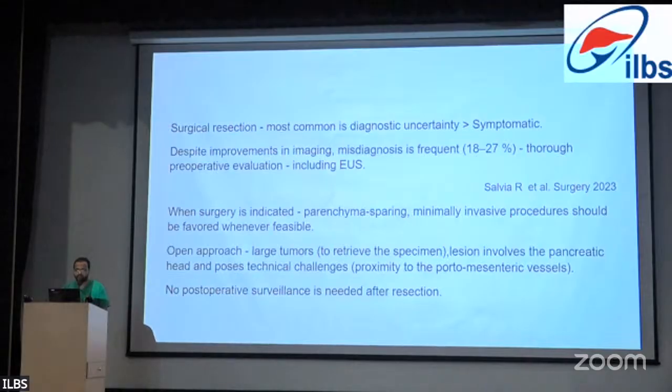Around 18 to 25% of patients are misdiagnosed as serous cystadenomas, so thorough preoperative evaluation, including EUS, is necessary. Whenever surgery is indicated, we usually perform a parenchyma-sparing, minimally invasive procedure wherever feasible. An open approach is done whenever there are large tumors to retrieve the specimen, or lesions involving the pancreatic head, or when the lesion is too close to the portomesenteric vessels. Usually no postoperative surveillance is required after resection if the histopathology confirms a serous cystadenoma.